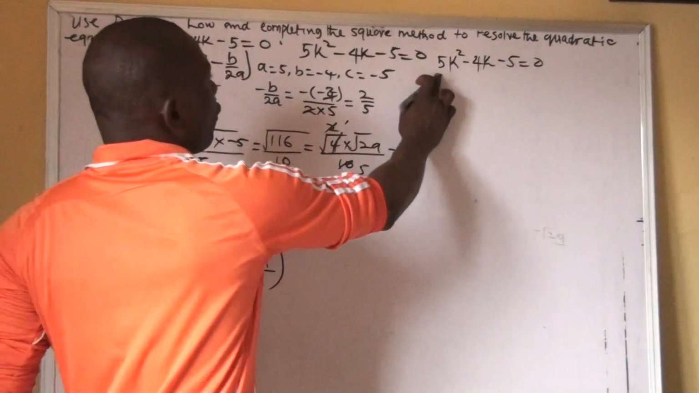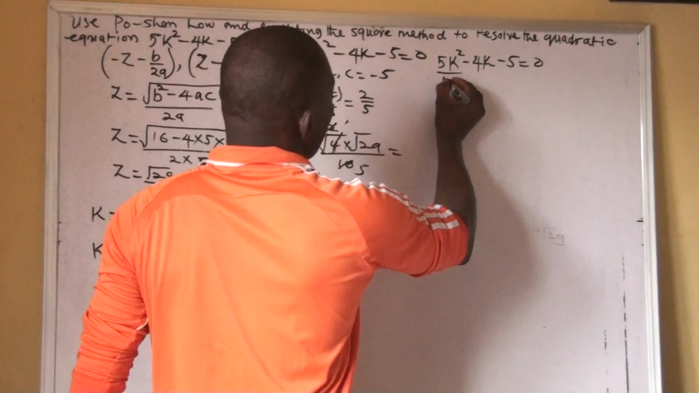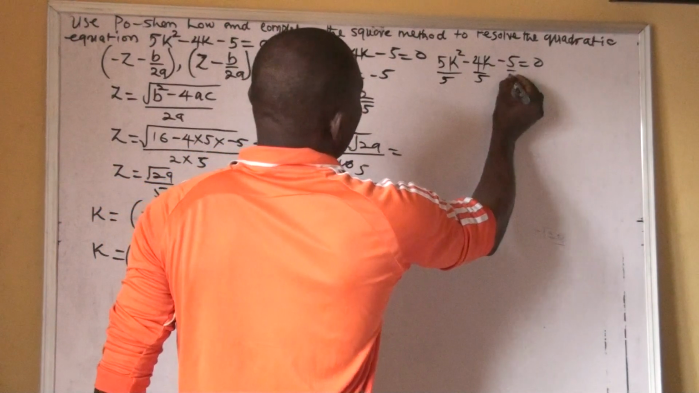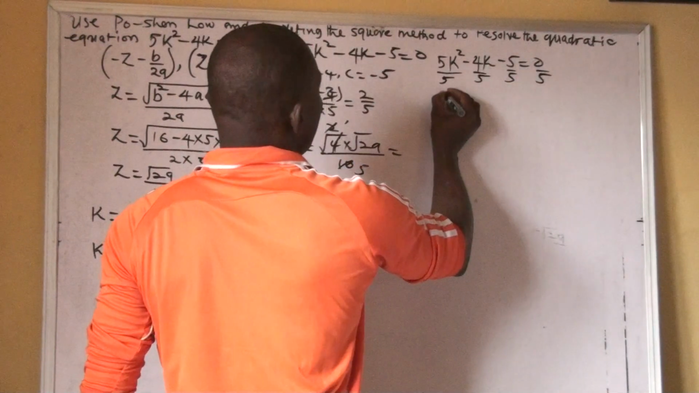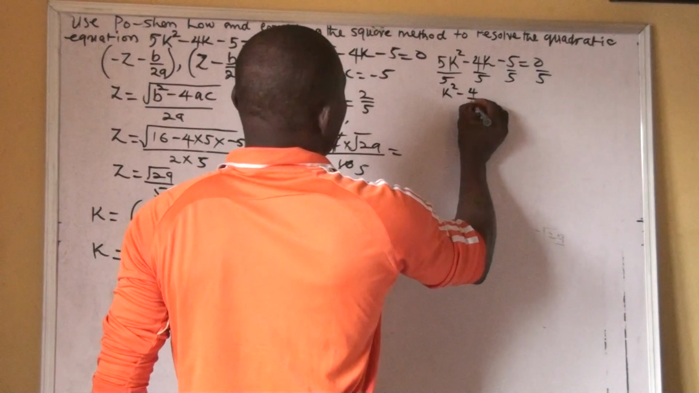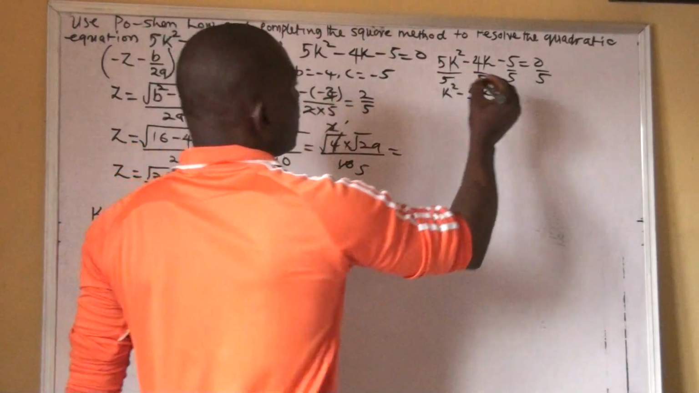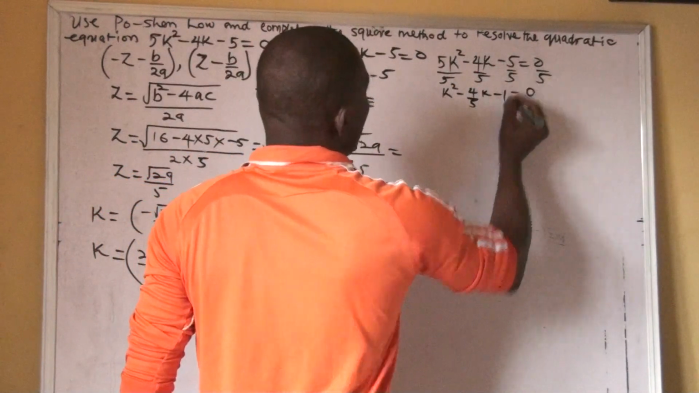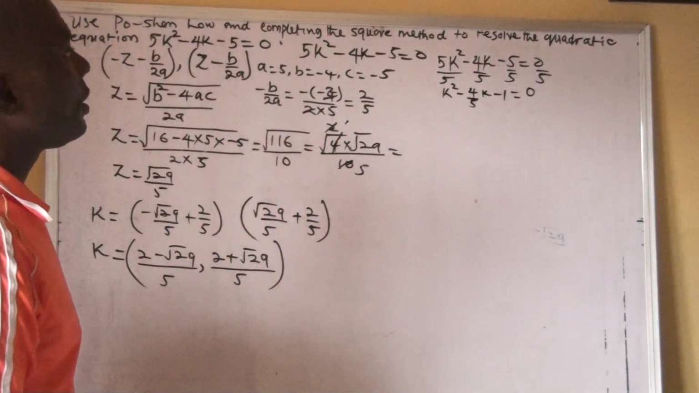So the coefficient of k squared here is 5. So we divide through by 5. So this is reduced to k squared minus 4 over 5 k minus 1. 5 divided by 5 is 1. So the right hand side is 0. 0 divided by 5 is 0.